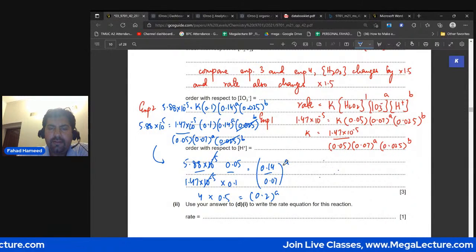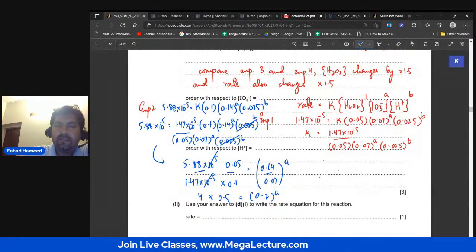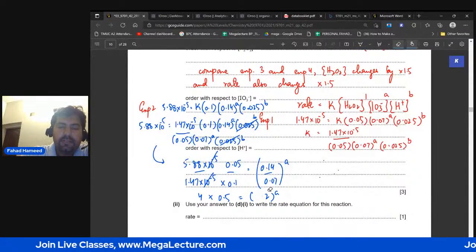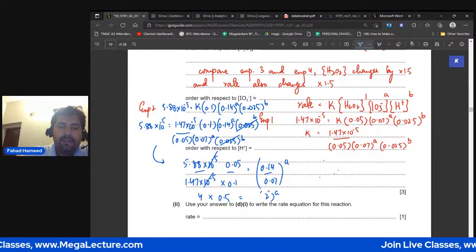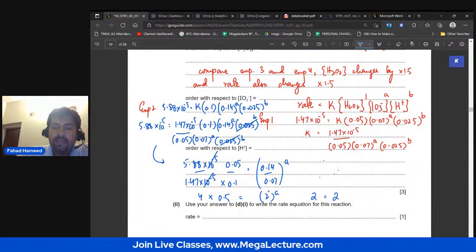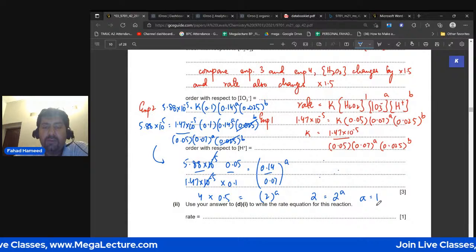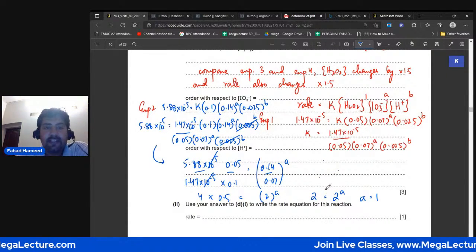0.14 divided by 0.07. That's actually 2, sorry. So I was wrong. So this one over here is actually 2 to the power A. And if you solve further, this is basically 4 into 0.5 is 2. It's equal to 2 to the power A, and A would therefore be equal to 1, because that's the only way this relationship over here gets satisfied.